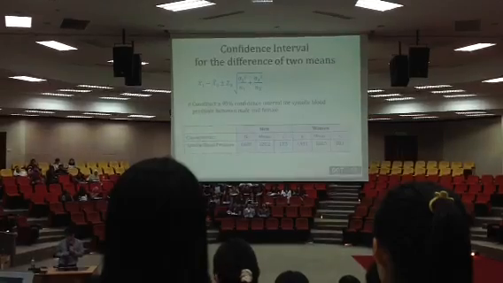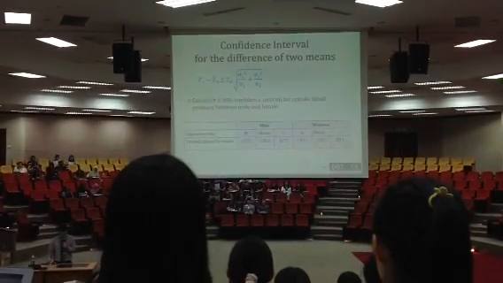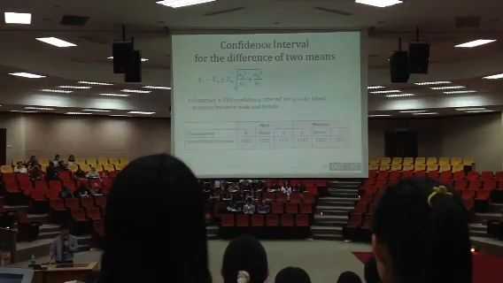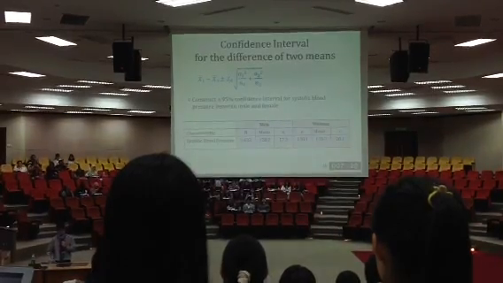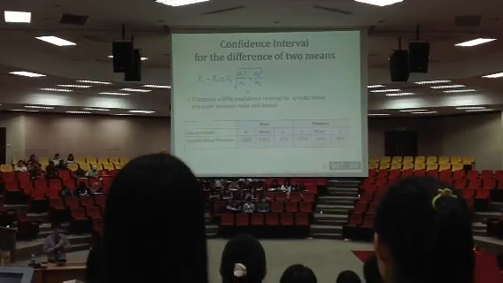Okay? So we can try with this. This is the formula. So construct a 95% confidence interval for systolic blood pressure between male and female. Okay? So this is the formula. Can I give you 2 minutes and try to use this formula and see whether you can get the upper limit and lower limit?